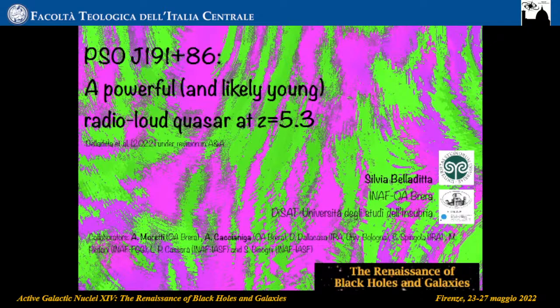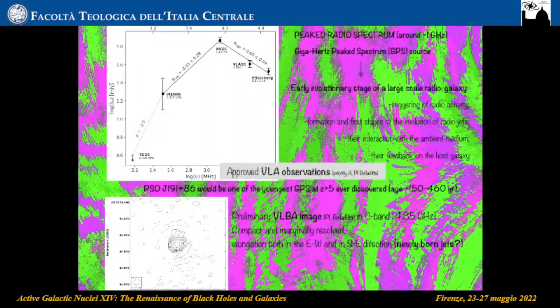So my poster shows the discovery and properties of a new, powerful and likely young radio-loud quasar at redshift 5.3, PSO J191. The main characteristic of the source is that it shows a peaked radio spectrum, so the source can be classified as a GPS, a gigahertz peaked spectrum source.